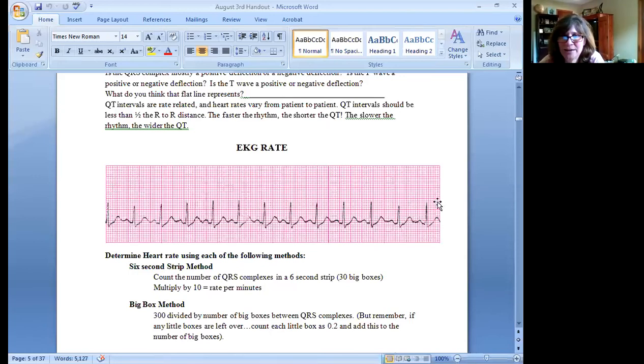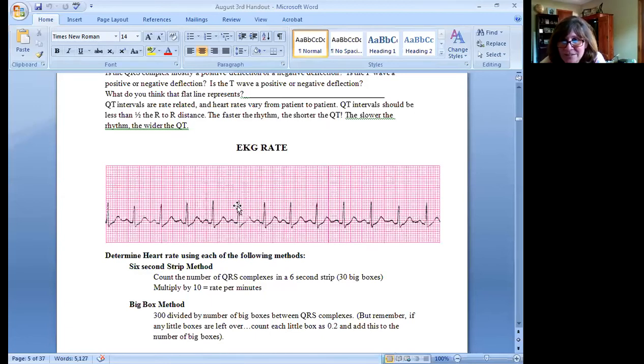Let's, me and you right now, confirm that this is a 6-second strip. One big box, 2, 3, 4, 5, 6, 7, 8, 9, 10, 11, 12, 13, 14, 15, 16, 17, 18, 19, 20, 21, 22, 23, 24, 25, 26, 27, 28, 29, 30. Woo! 30 boxes times 0.20, that's a 6-second strip. So now I can count the number of complexes times 10, and that's my heart rate. Let's go. 1, 2, 3, 4.